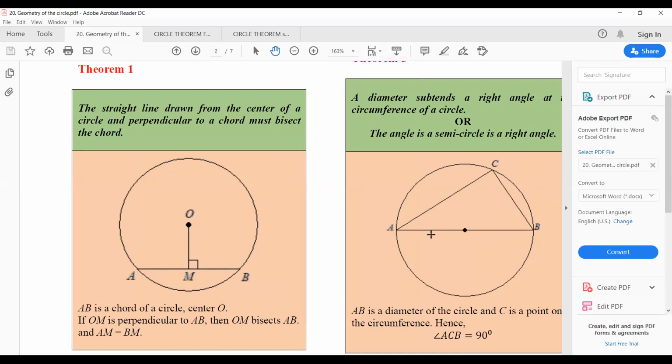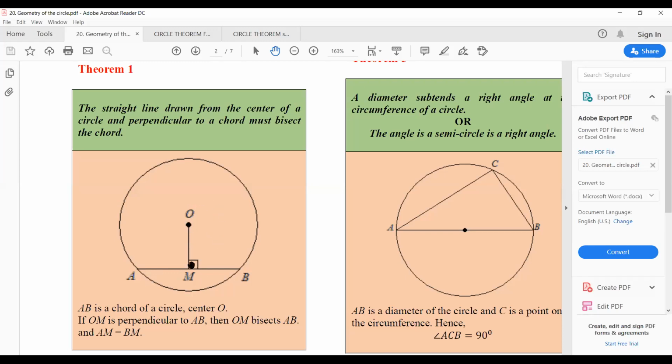So theorem 1. This theorem says that the straight line drawn from the center of a circle and perpendicular to a chord must bisect the chord. So here we have a chord AB, and we have the center of the circle here. If we were to draw a straight line coming down from the center to touch the chord, what we get here is a 90-degree angle, right? And this here is what I'm talking about when I say perpendicular to a chord.